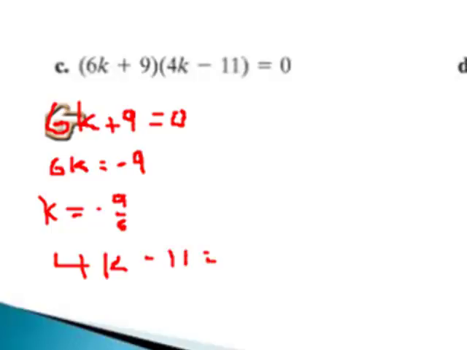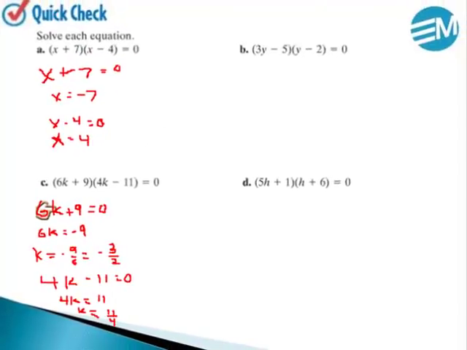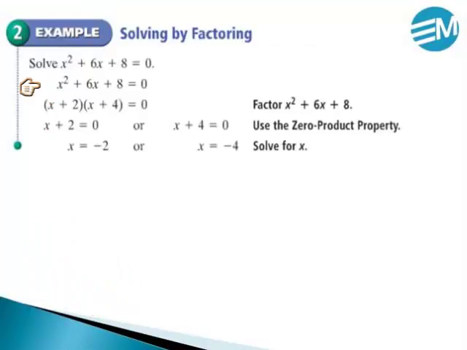That's good. You can actually put it into lowest form, the negative 9 over 6. Yes, that's correct.